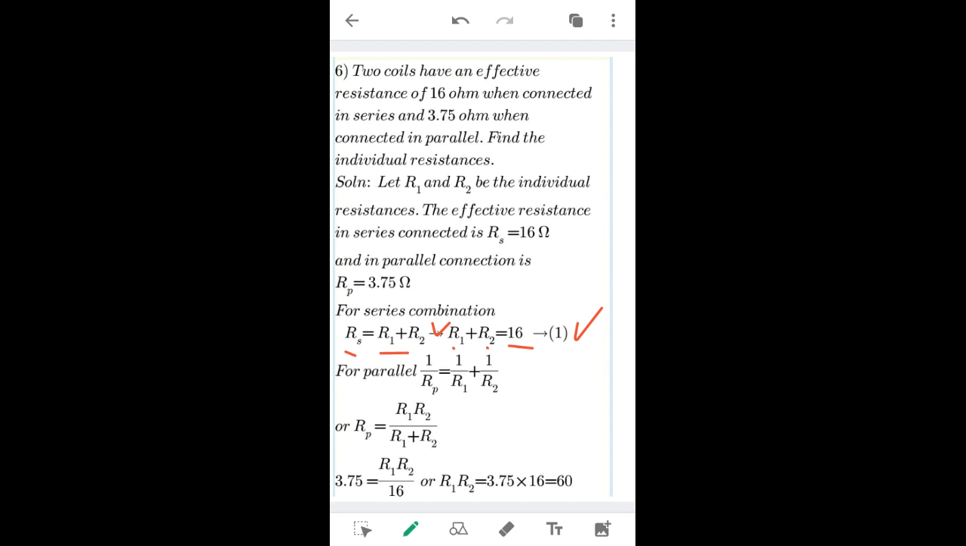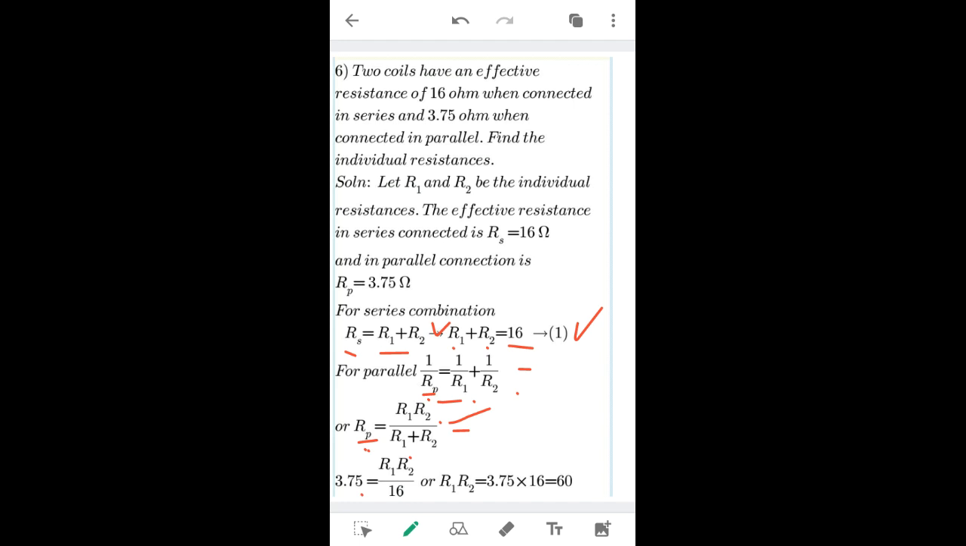Similarly, for parallel, we will write the formula as 1 by Rp equal to 1 by R1 plus 1 by R2. Now we want Rp, so Rp equal to R1 R2 by R1 plus R2. So these are the reciprocals. Now if we want Rp itself, we can write in this form also, that is Rp equal to product of the two resistances divided by sum of the two resistors.